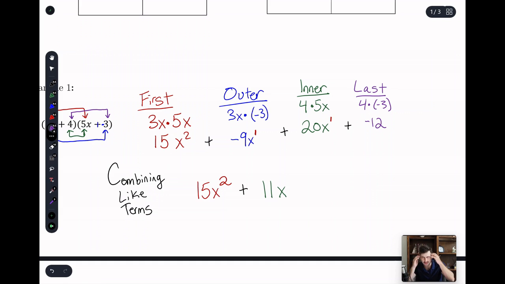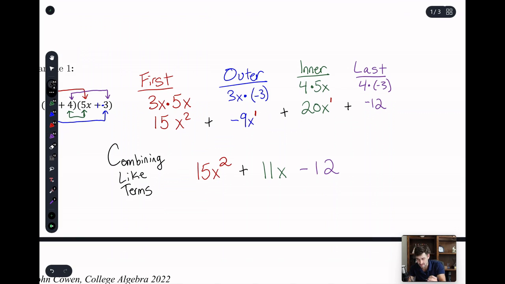So you remember, a variable is just taking the place or holding something there. We don't know what x is, but we know there's 11 of them. And then last but not least, we've got our -12, which I just took out the plus sign because we said earlier, plus -12 is the same thing as -12. And there is our FOIL.